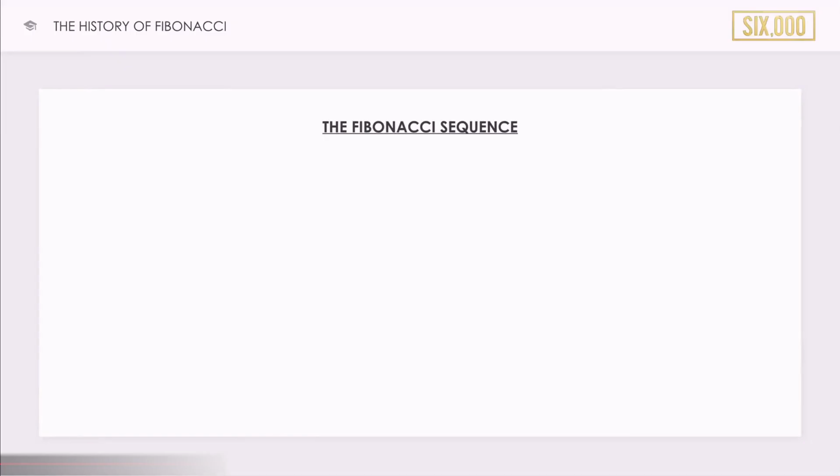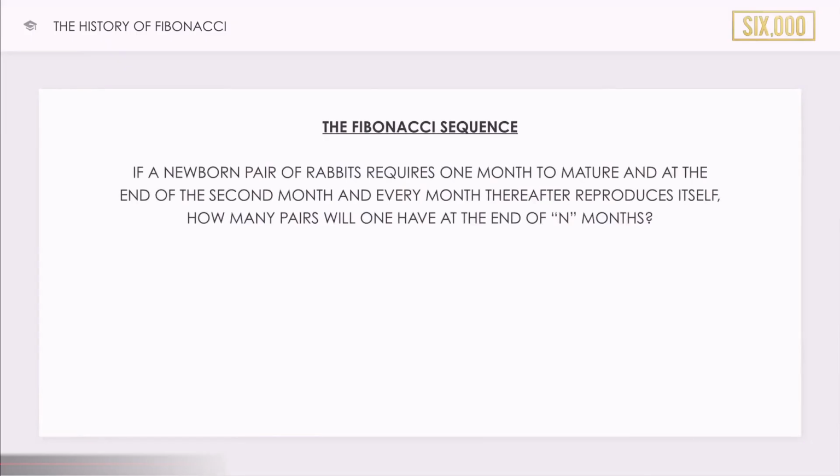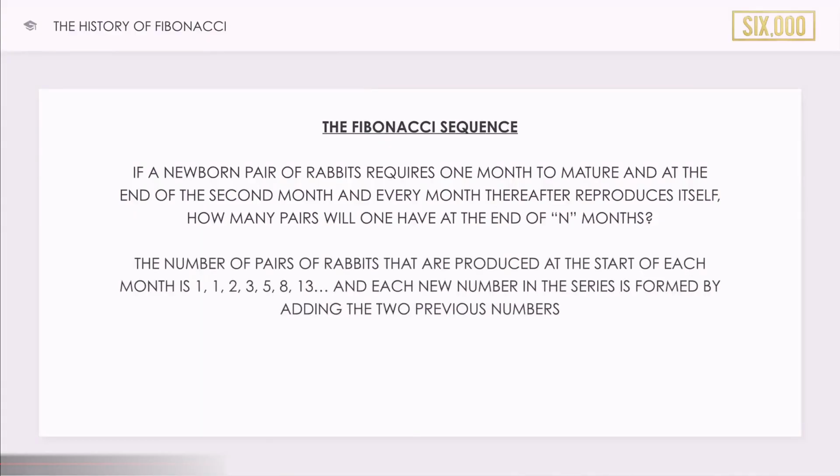So here is the Fibonacci sequence. This is what it's based upon. If a newborn pair of rabbits requires 1 month to mature, and at the end of the second month and every month thereafter reproduces itself, how many pairs will one have at the end of n months, the number of months? The number of pairs of rabbits that are produced at the start of each month is 1, 1, 2, 3, 5, 8, 13, and so on.